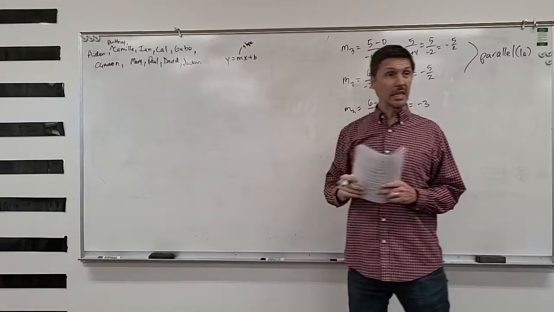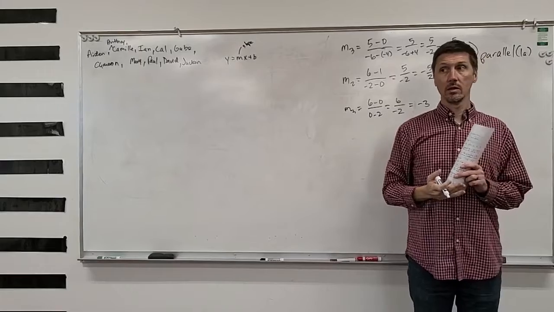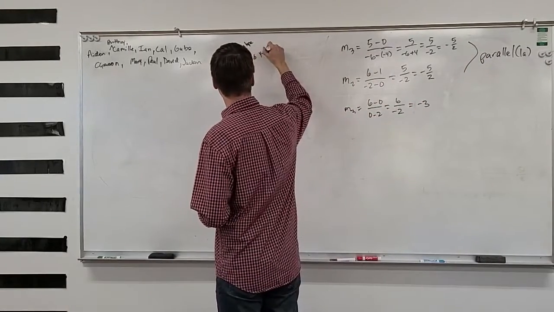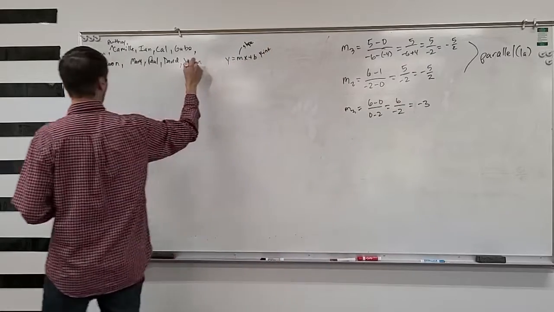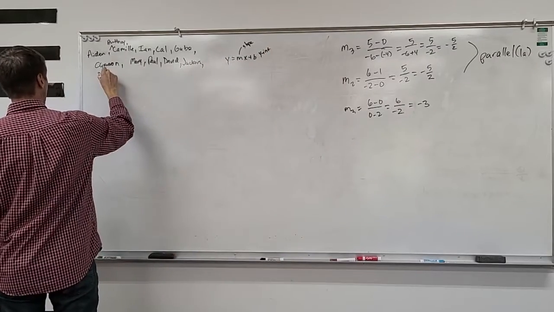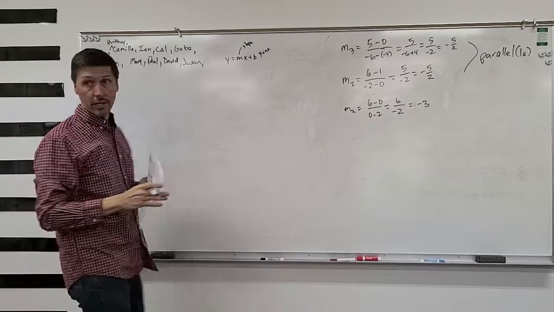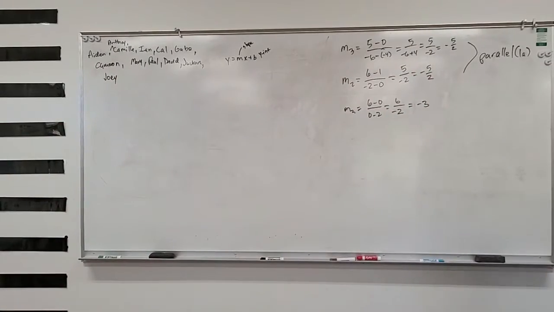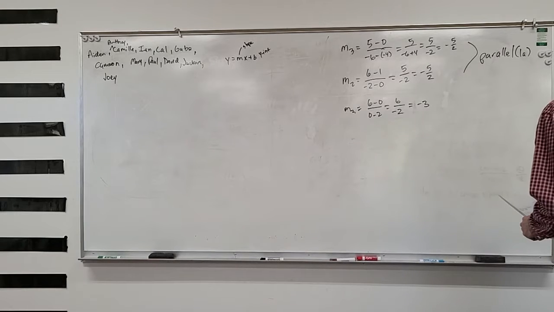And what is the b? Who tells me what the b is? Joey. Y-intercept. That's the y-intercept, exactly. In other words, that's where this particular line is going to intersect the y-axis, right? So let's look at writing the equation of a line in this form.